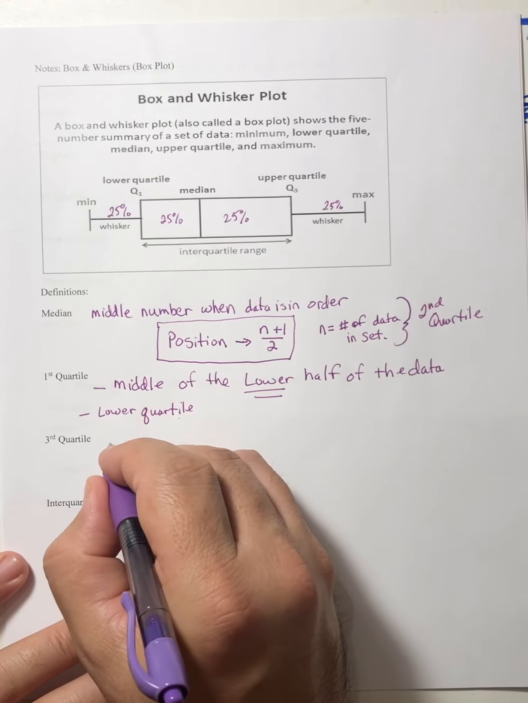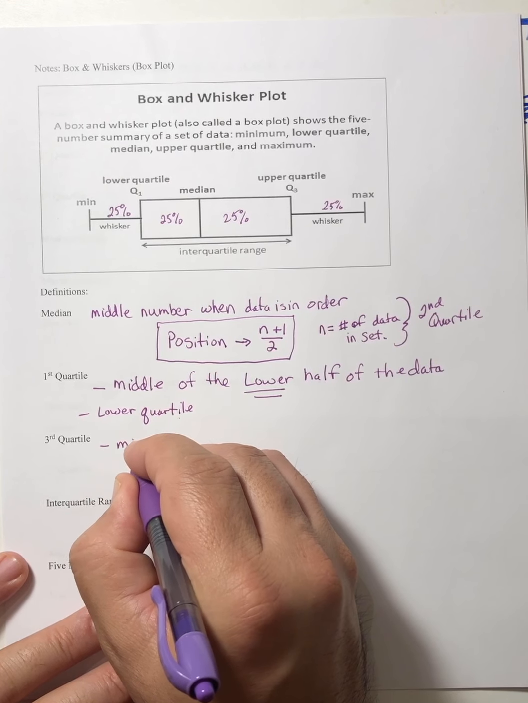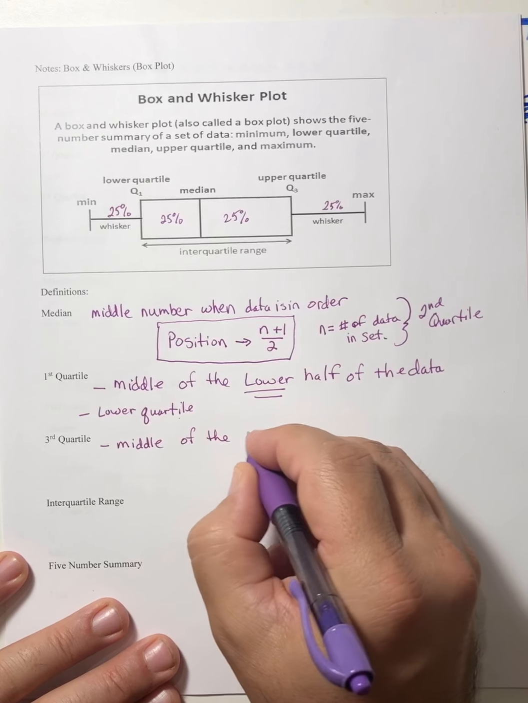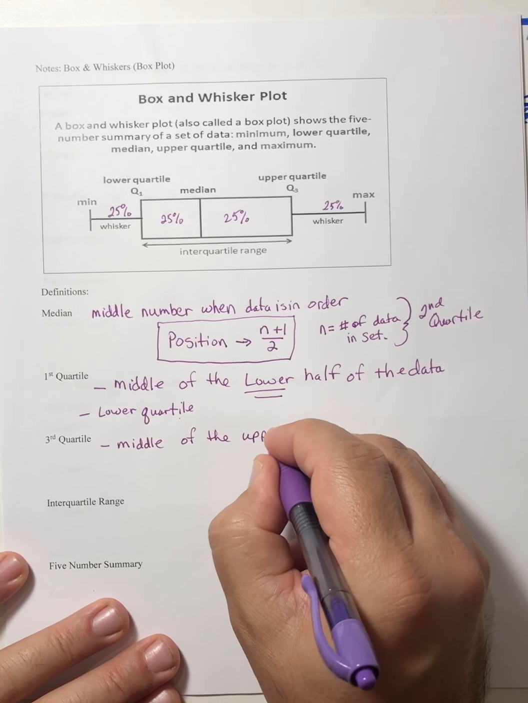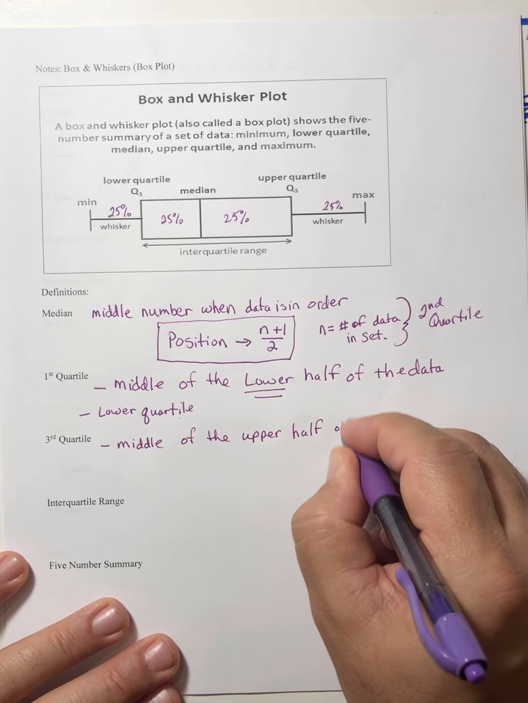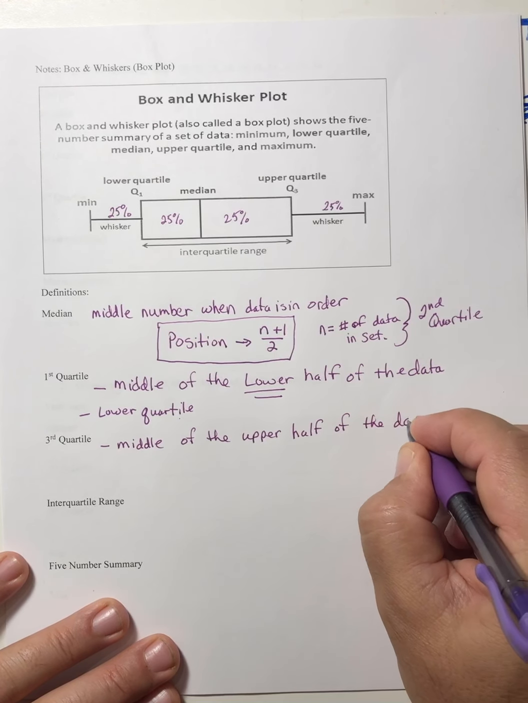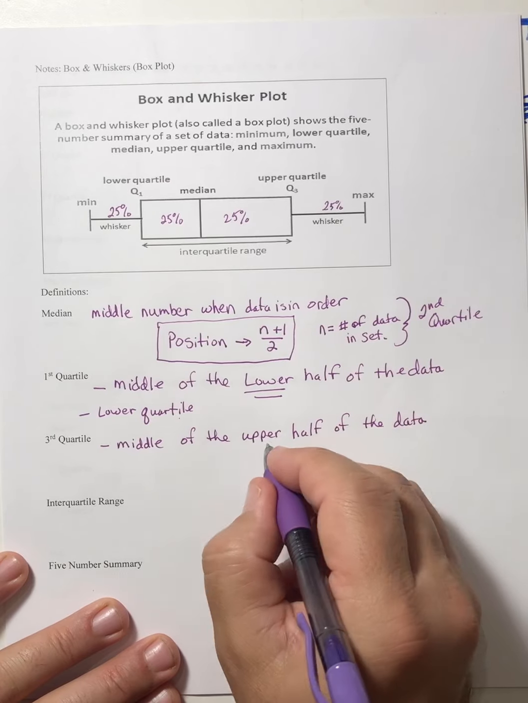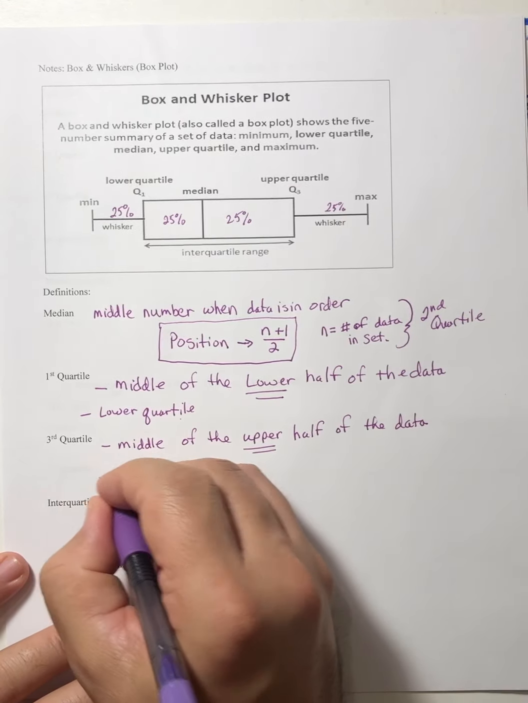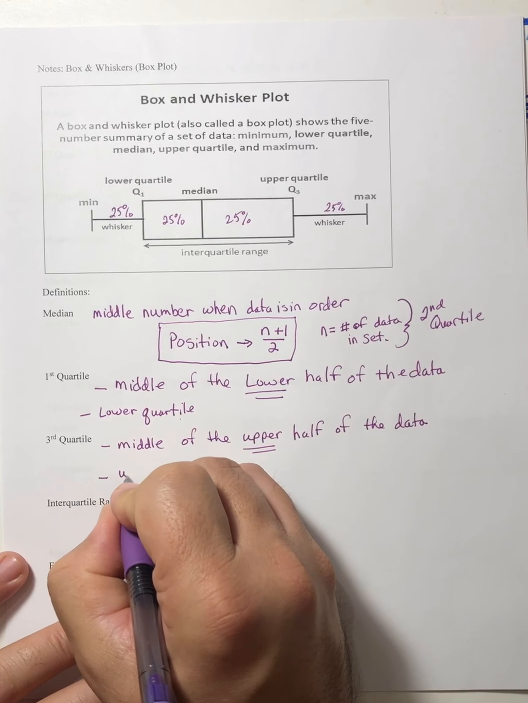The third quartile is the middle of the upper half of the data. Okay, notice I said upper. So the other name for the third quartile is called the upper quartile.